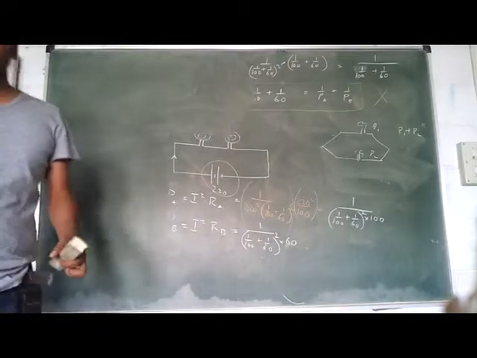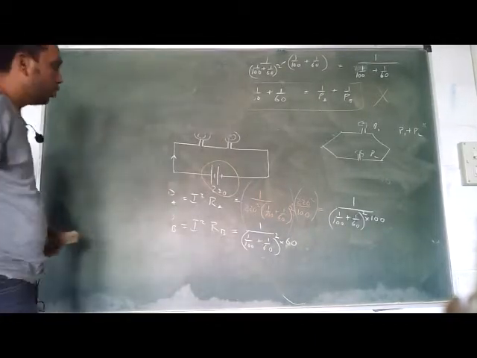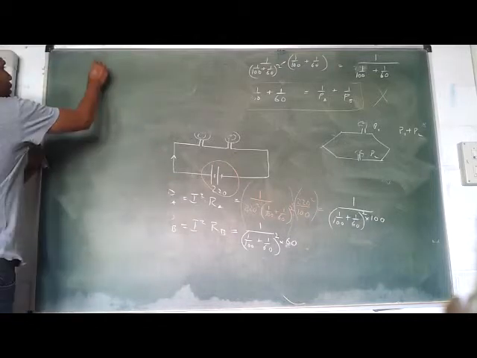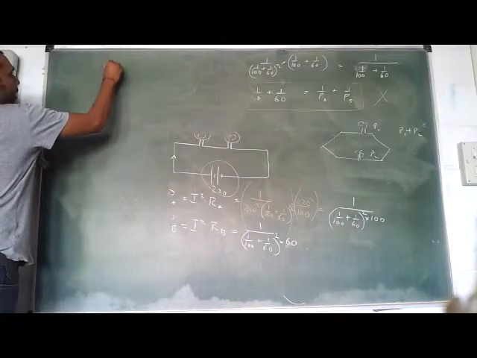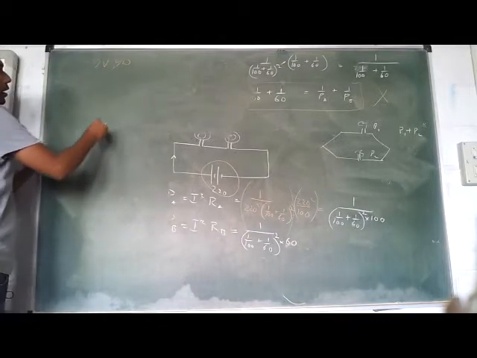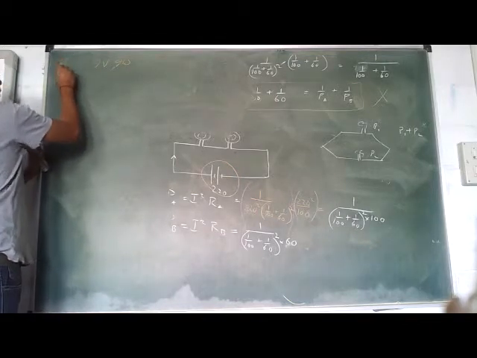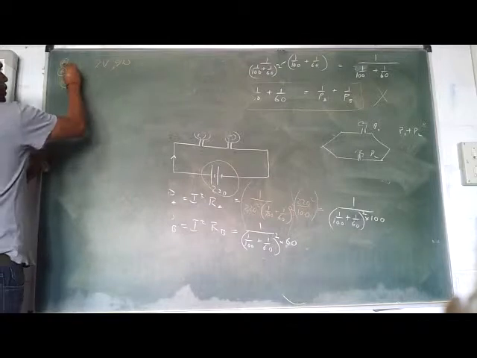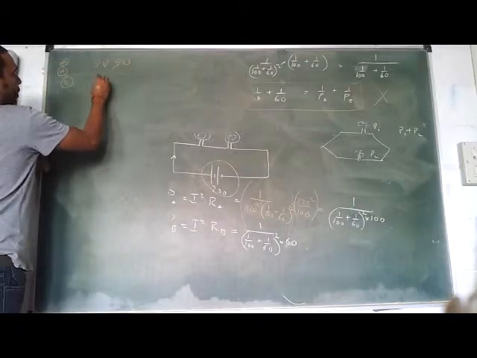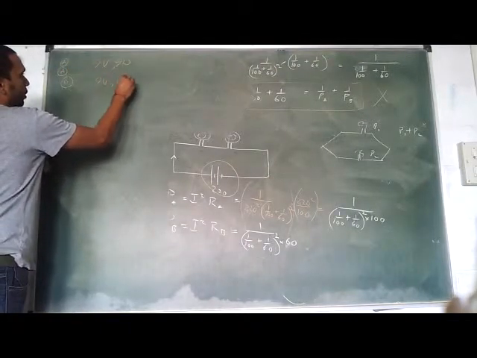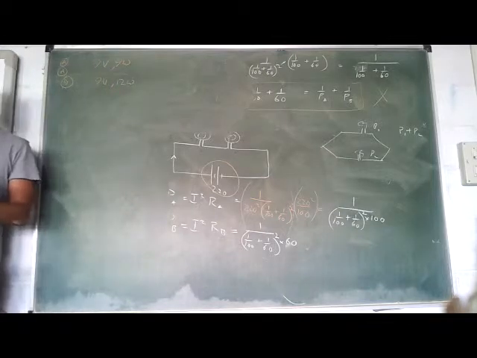Where was I? Two of them have the rating 9 volt 9 watt. There are two bulbs A of the same rating, and the third bulb B has the rating 9 volt 12 watt. Okay?